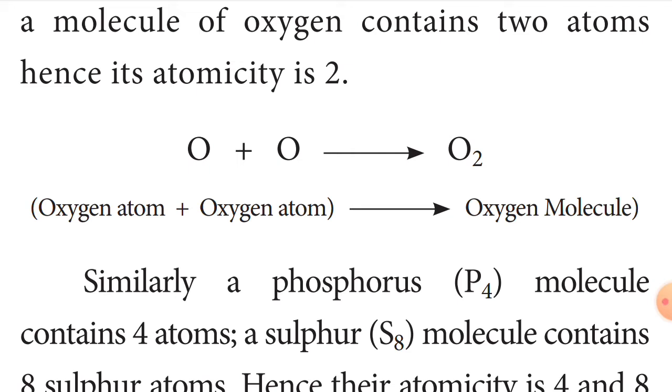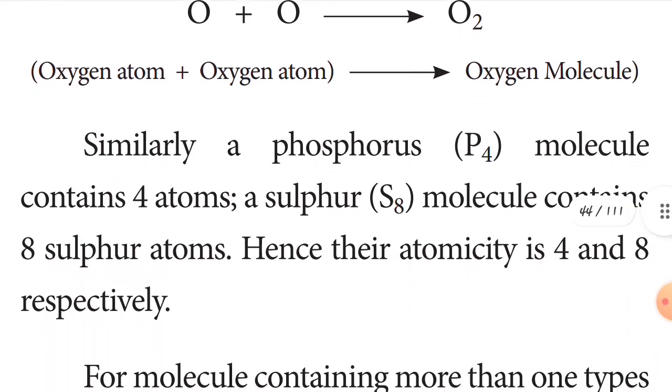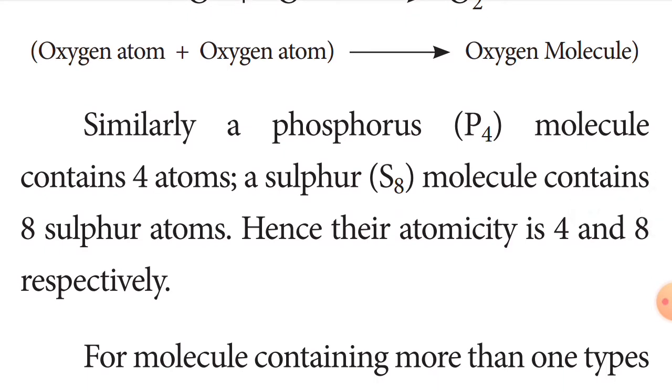Similarly, take phosphorus, P4, okay? The molecule contains how many atoms? Yes, very good, 4 atoms. And sulfur, S8, okay? The molecular formula is S8, so this molecule contains how many sulfur atoms, children? 8 sulfur atoms. The atomicity of phosphorus is 4 and the atomicity of sulfur is 8. This is clear, children?